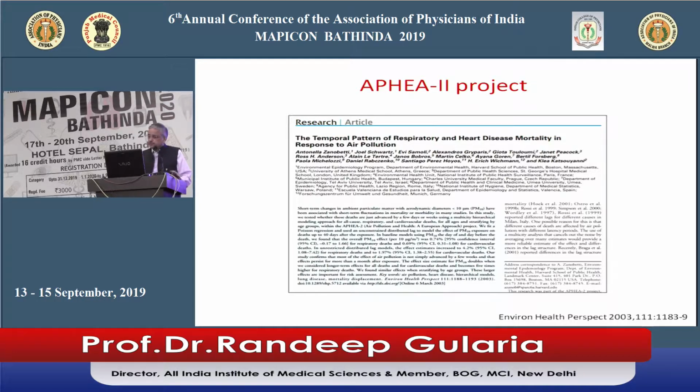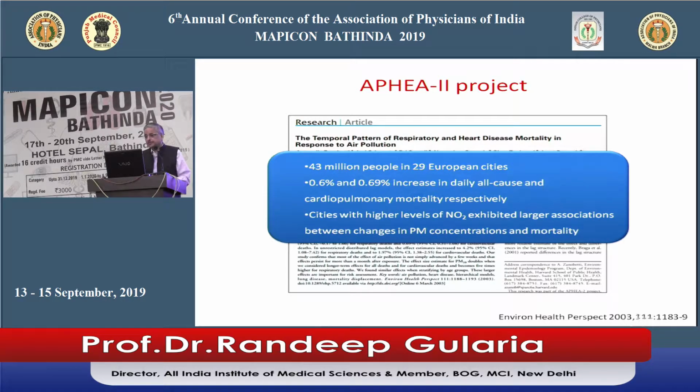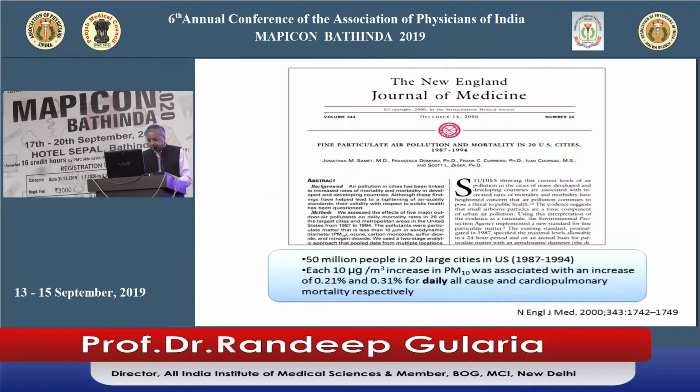There are a large number of papers from the West which have tried to look at respiratory and heart disease mortality and air pollution. This paper actually looked at almost 43 million people in 29 European cities and found there was a 0.6% increase in daily all-cause cardiopulmonary mortality which was related to air pollution, and cities with a higher level of nitrogen dioxide exhibited a larger association between change in PM concentration and mortality.